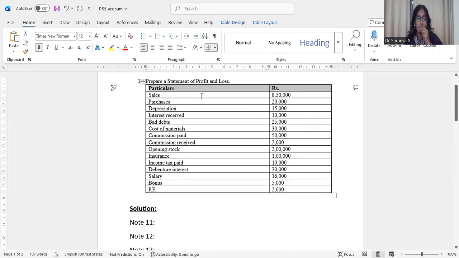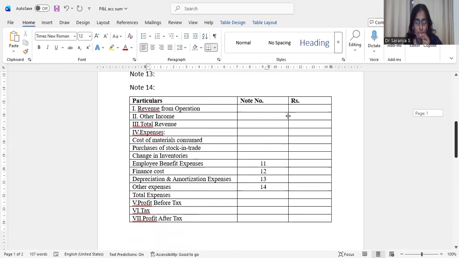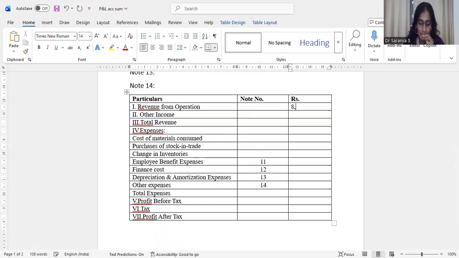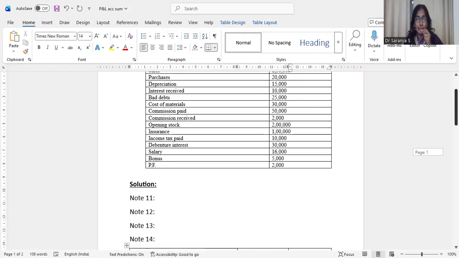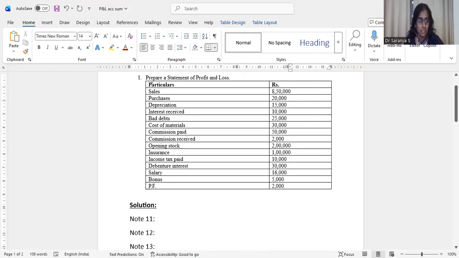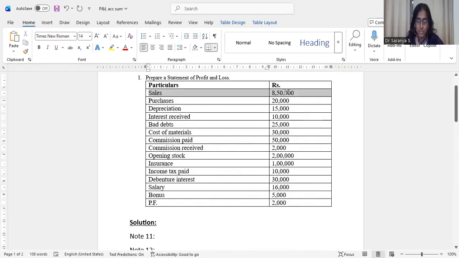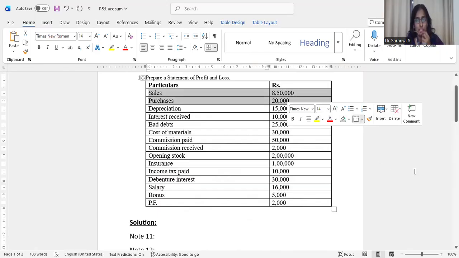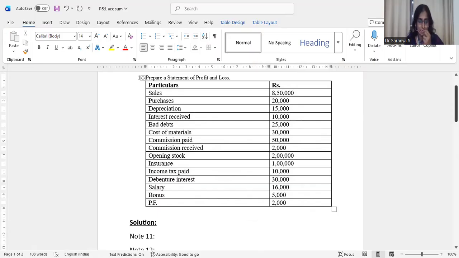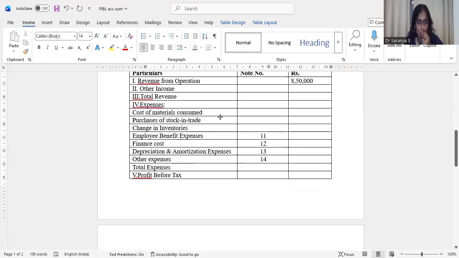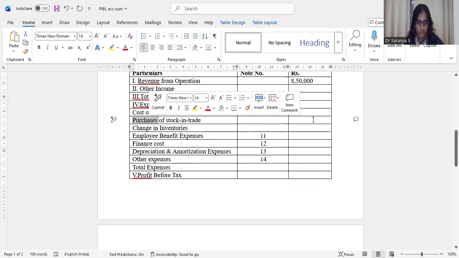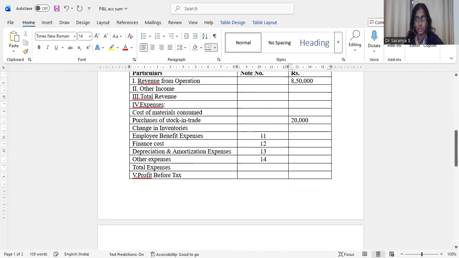The first item is sales. Sales is nothing but revenue from operation. So in revenue from operation, we are directly writing 8,50,000. We'll just increase the font size. So the first item is sales, which is revenue from operation, the starting point in the template. Second item, we have purchases. Purchases will also come in the template directly. Under expenses, we will write 20,000.